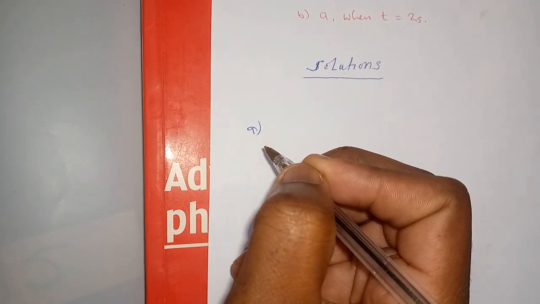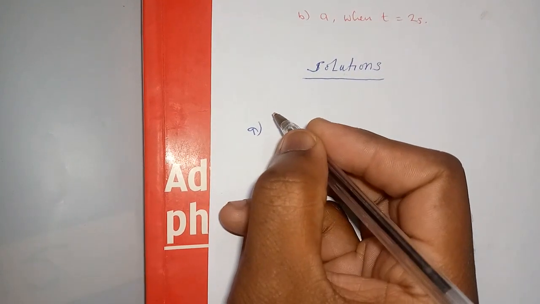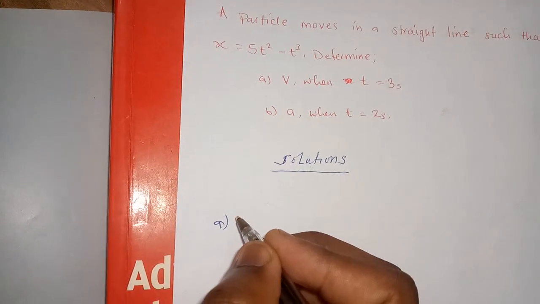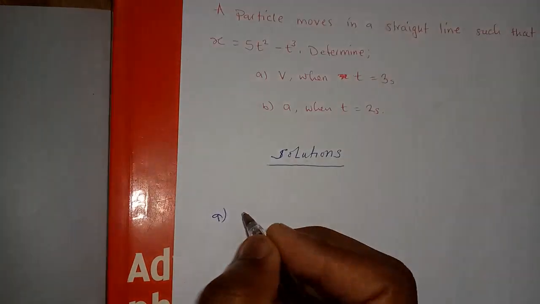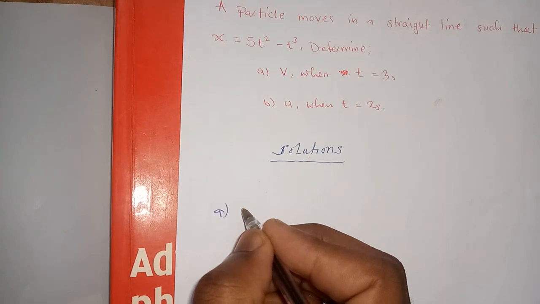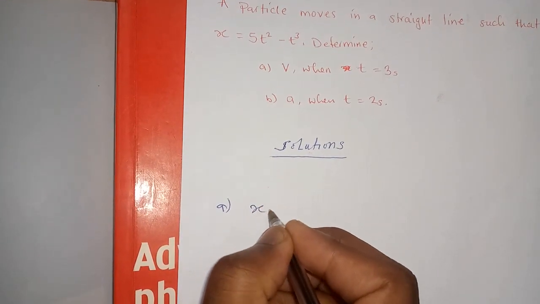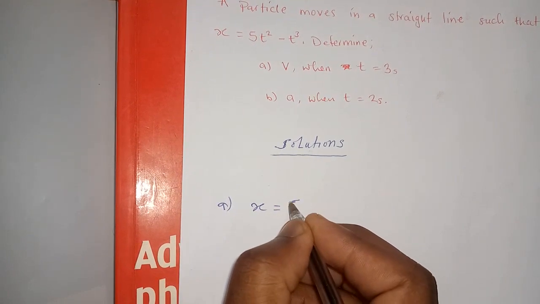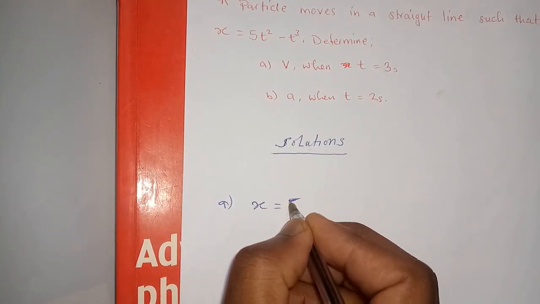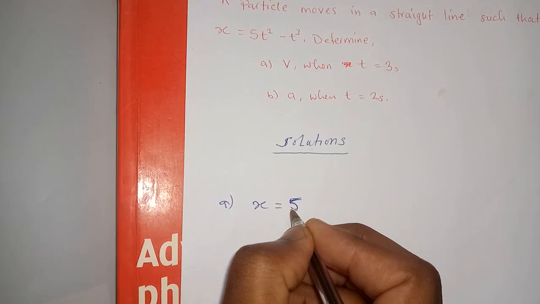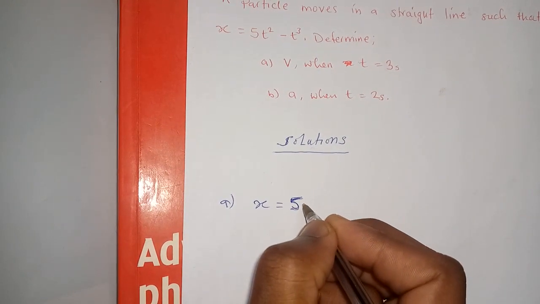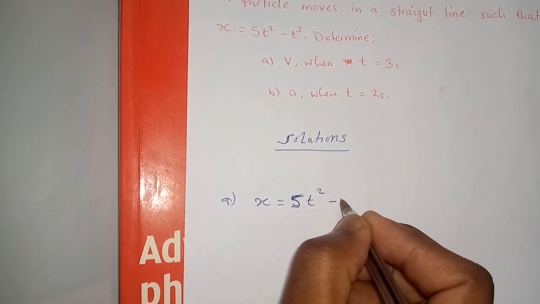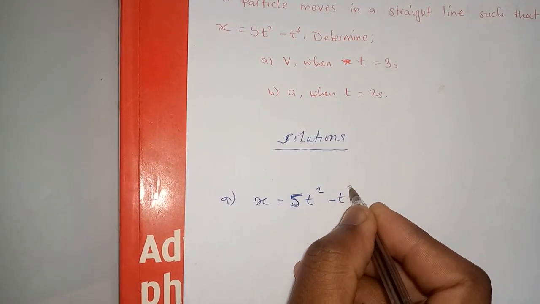Alright, so solutions. Let's start with A. Let me just show you what it says again. So we are going to get that expression for x that we've been given. So we are going to say x is equal to 5t squared minus t to the power 3.